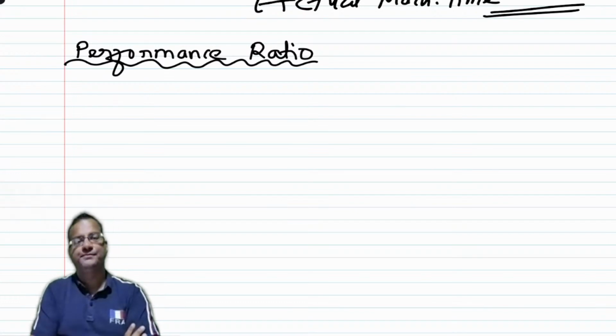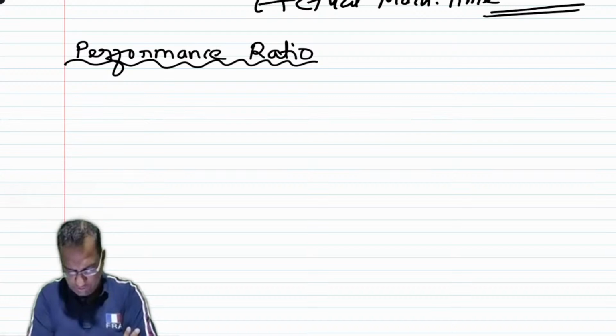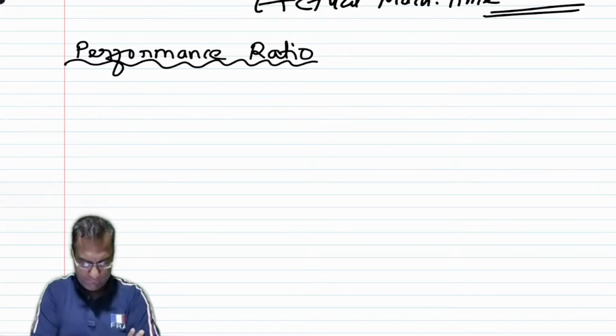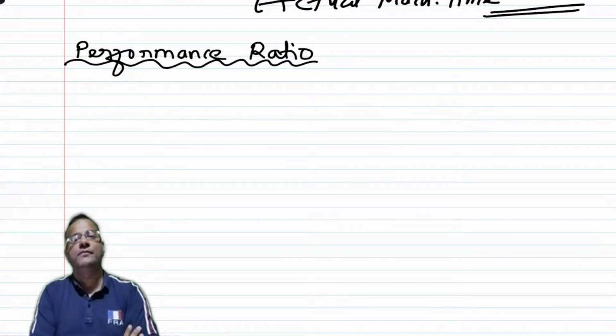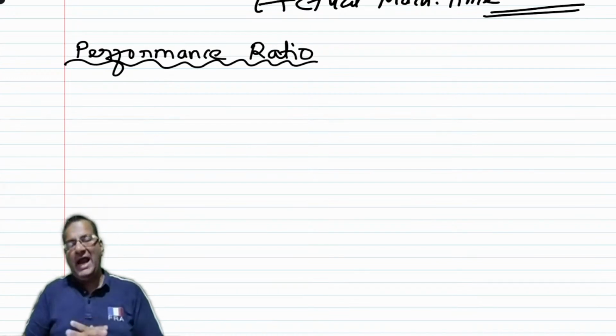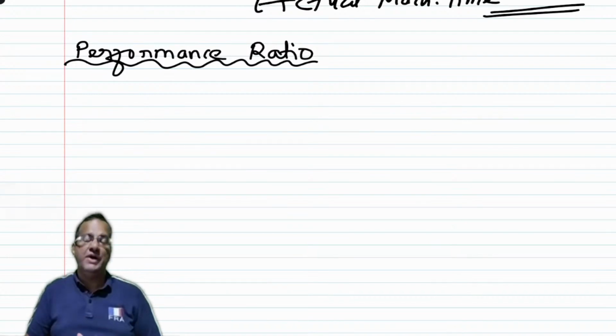Write the formula, beta. Performance ratio is equal to standard time per unit divided by actual time per unit.